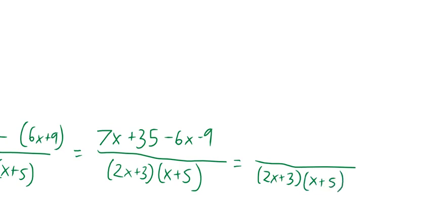My numerator is 7x minus 6x makes just x. 35 minus 9 is plus 26. If my numerator factored, I would factor that to see if anything cancels at the bottom. Nothing does. Moving on.